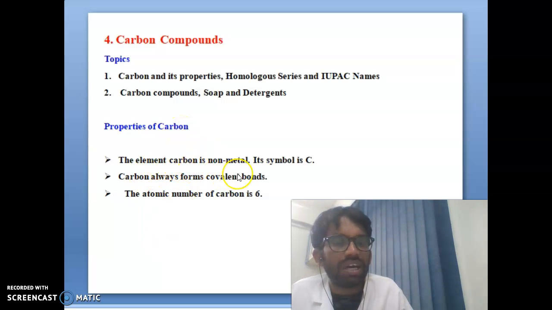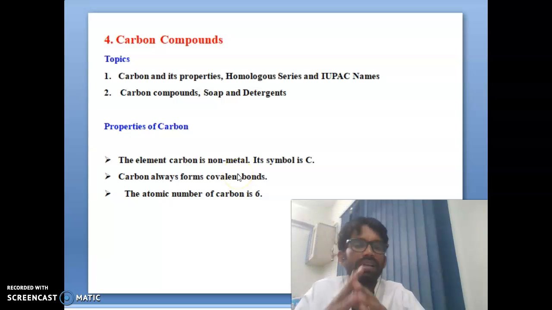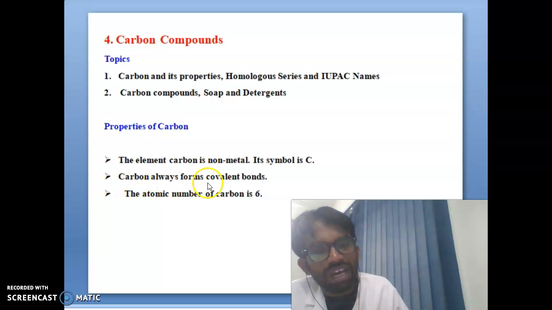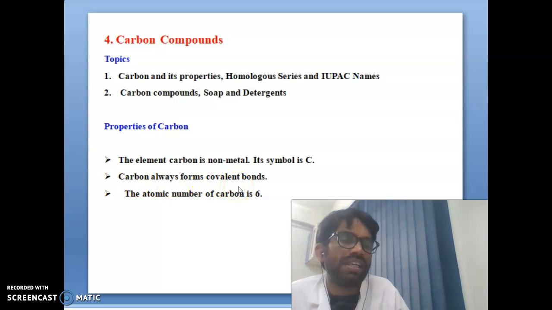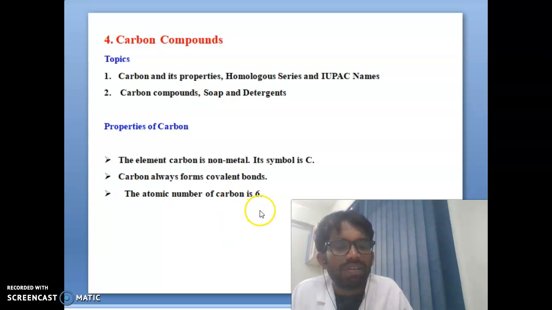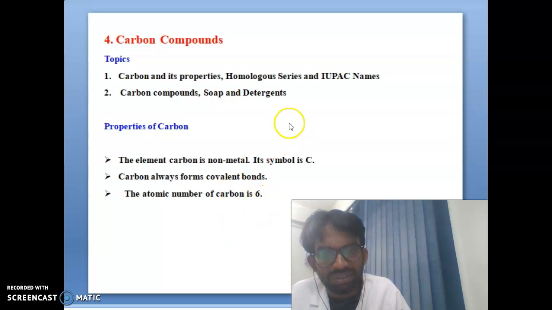The element carbon is a non-metal, and the symbol is C. Carbon always forms covalent bonds. This point is very important. The atomic number of carbon is 6. These are a few points about carbon and its compounds.